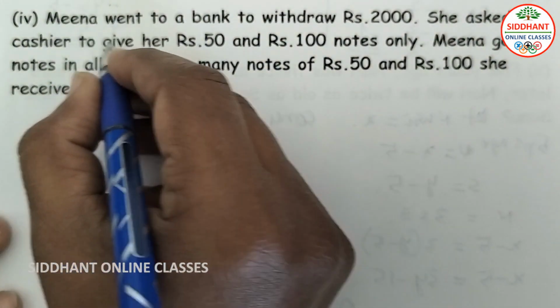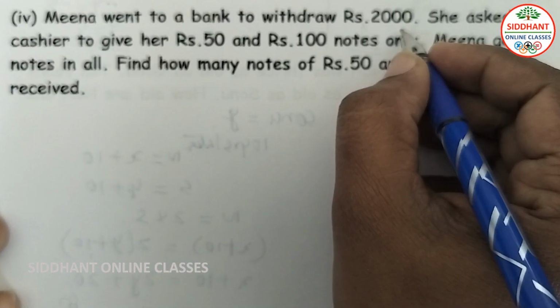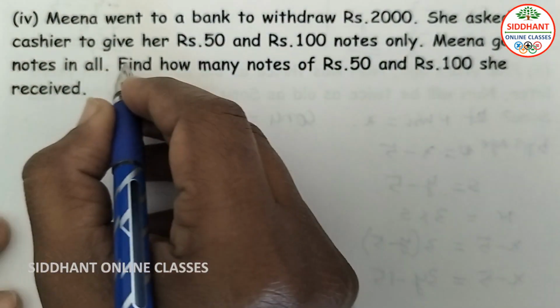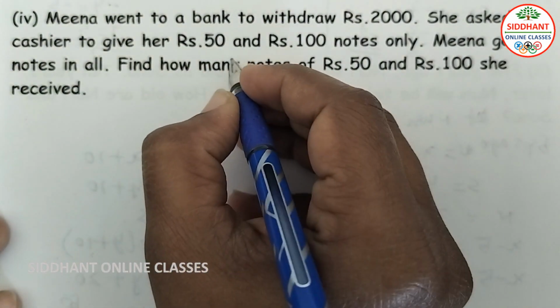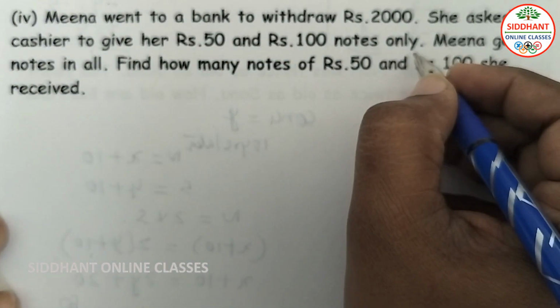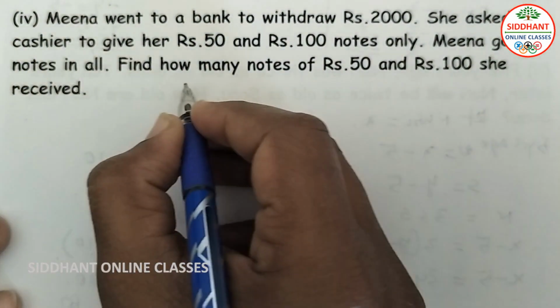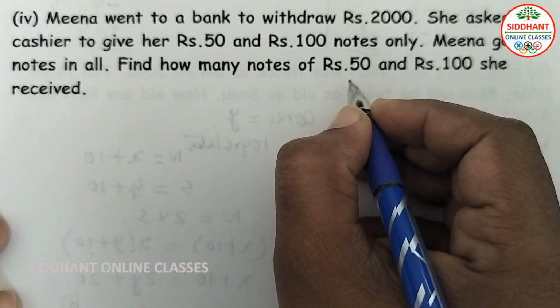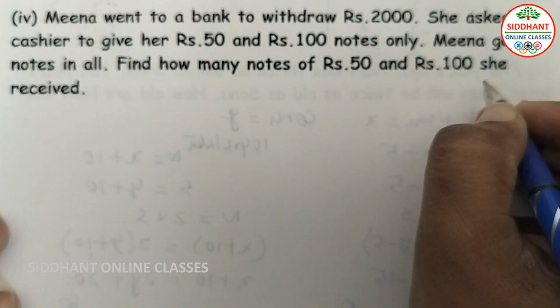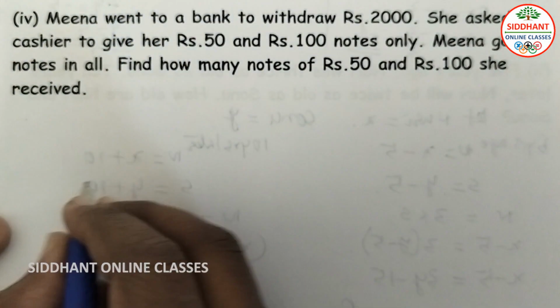Fourth one, Meena went to a bank to withdraw 2000 rupees. She asked the cashier to give her 50 rupees and 100 rupees notes only. Meena got 25 notes in all. Find how many notes of 50 rupees and 100 rupees she received.